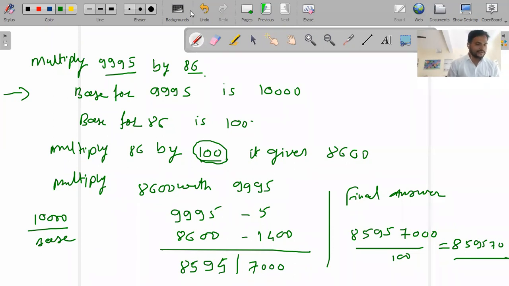Now there are so many problems for exercise purposes. So I will send you the photos for those exercises, so you do it at your home.